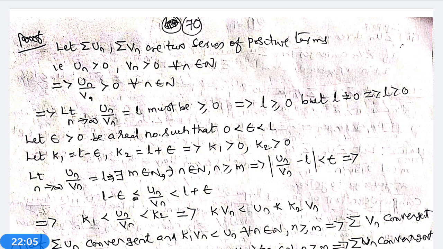Now, since the limit exists, there exists m belongs to N such that for n greater than or equal to m, mod of un by vn minus L is less than epsilon. That is, un by vn lies between L minus epsilon and L plus epsilon. If we take L minus epsilon as k1 and L plus epsilon as k2, then k1 less than un by vn less than k2. This implies k1 vn less than un less than k2 vn.